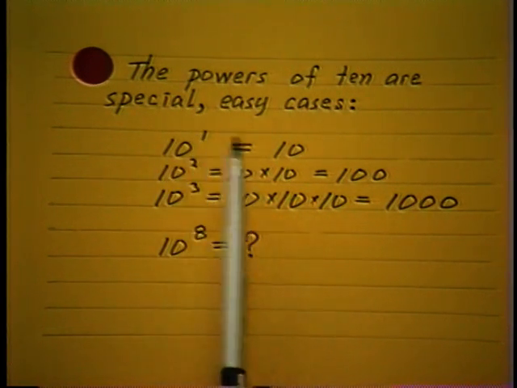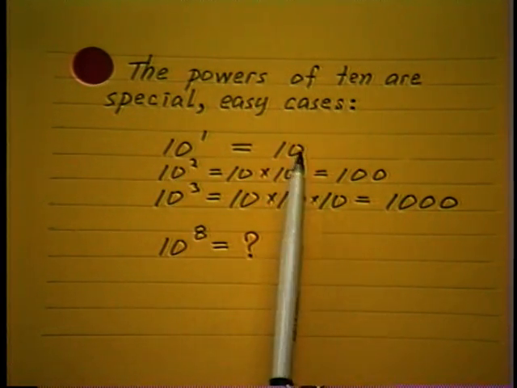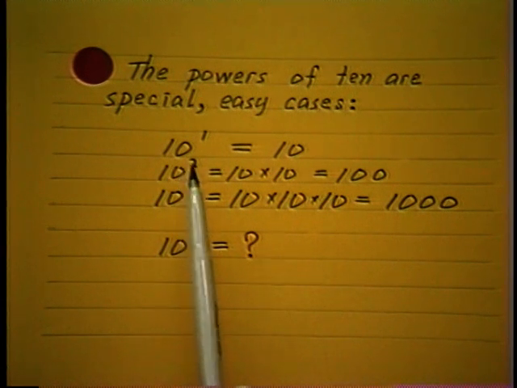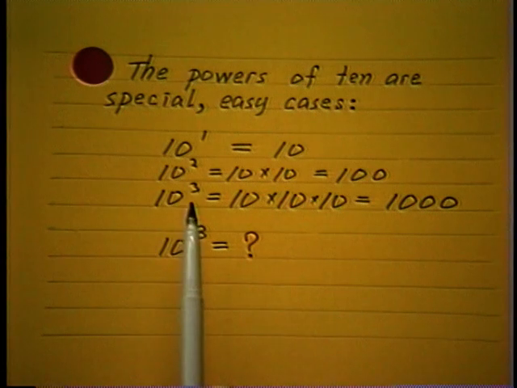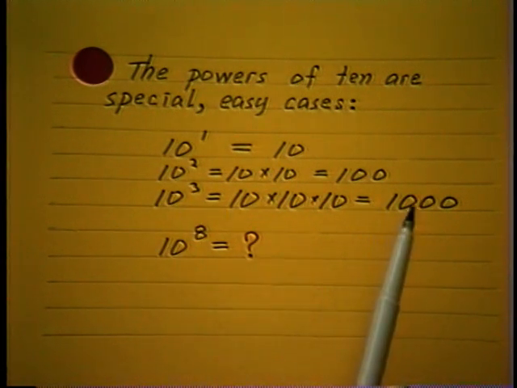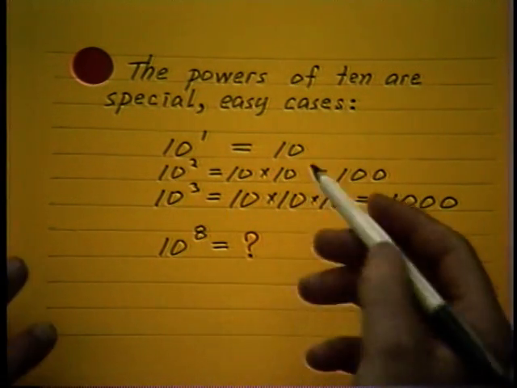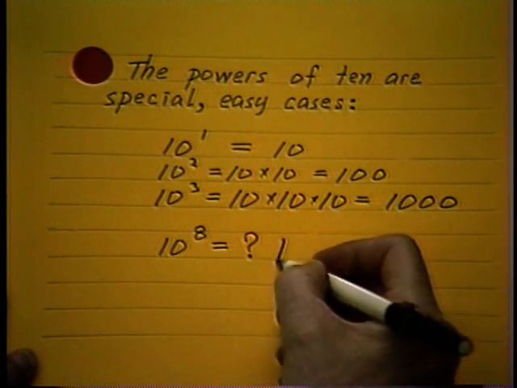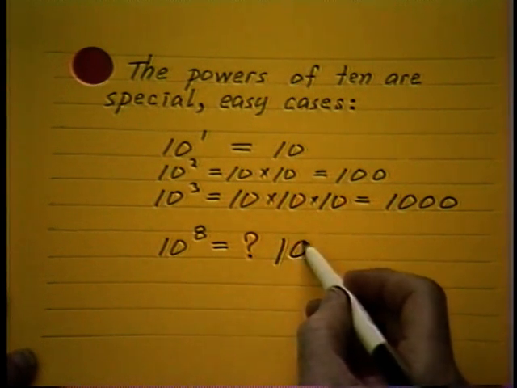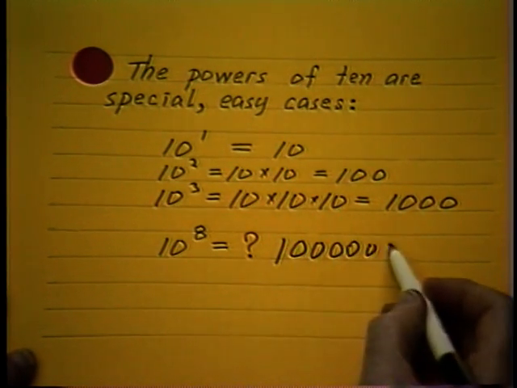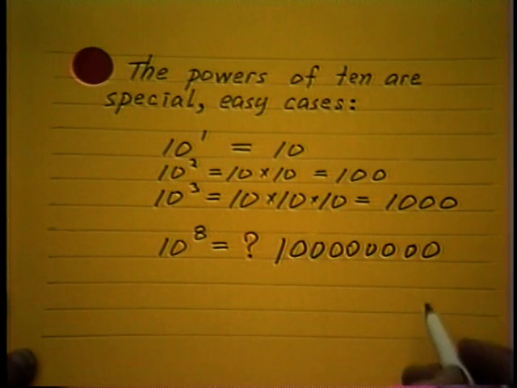10 to the first power is a 1 followed by 1 zero. 10 to the second power is a 1 followed by 2 zeros. 10 to the third power is a 1 followed by 3 zeros. And indeed it is the case that 10 to the eighth power is a 1 followed by 1, 2, 3, 4, 5, 6, 7, 8 zeros.